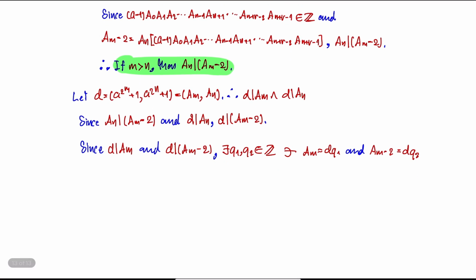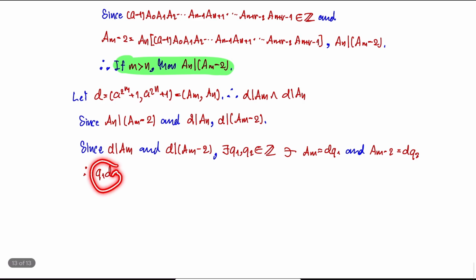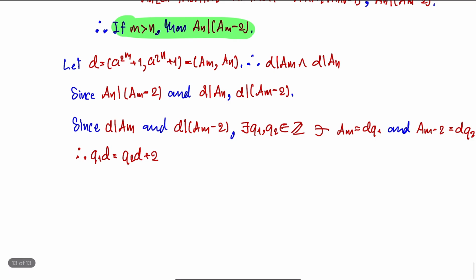Okay, then what do we have? We can have q1d equal to what? Give me a second. q1d. Okay, so just plus 2, right? So we just add 2 to both sides, so we can have just a_m. This a_m is now d q1. So we have q1d equal to q2d plus 2.